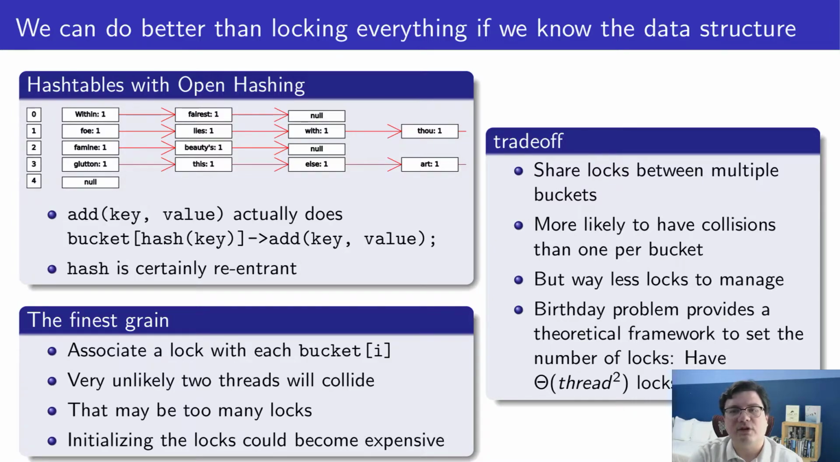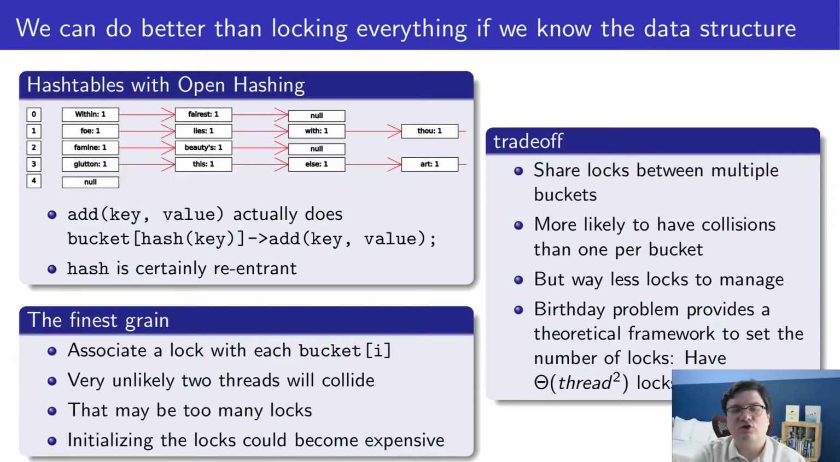Amdahl's law informs us that any point of serialization can cause massive loss of parallel performance. But if we know the data structure more precisely, we may be able to design the data structure to be parallel. Let's consider the case of a dictionary. If we know that the dictionary is implemented using a hash table using open hashing, then we can do better. With open hashing, the data structure is composed of multiple buckets. A key-value pair would always be stored in the bucket that is indicated by a call to hash of key.